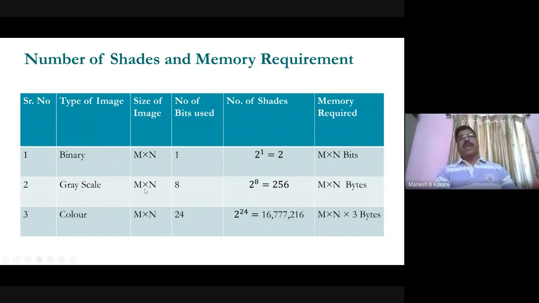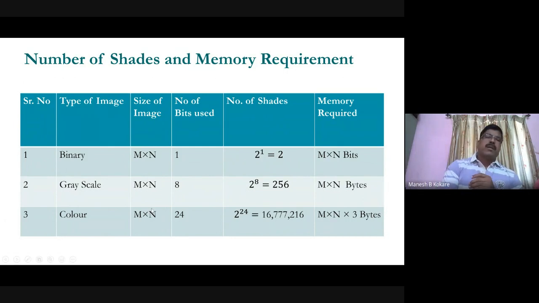Similarly, in the case of grayscale, if the size is the same, m by n, but every pixel is represented with 8 bits, that is nothing but 1 byte of memory. So how many shades will there be? Shades are decided by how many bits are used to represent each pixel. So 2 raised to 8 is equal to 256. Now we get gray shades from 0 to 255, that is 256 different gray shades in the grayscale image. And how much memory will be needed for storing this image? m by n bytes of memory will be needed.